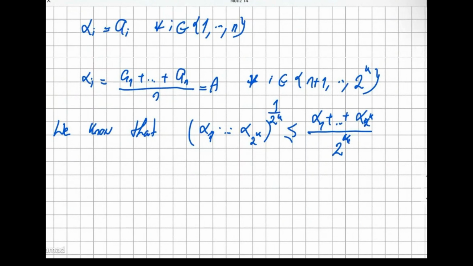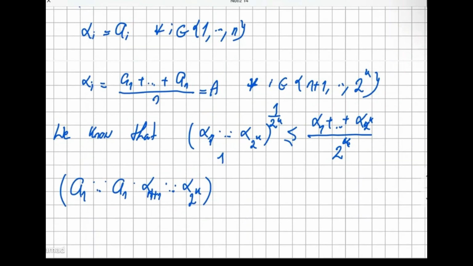So let's write these alpha i's out. We have a1 till an. Then we have all of these averages, so alpha n plus 1 up until alpha 2 to the power of k. All of this to the power of 1 divided by 2 to the power of k is smaller or equal to a1 summed up to an, and then alpha n plus 1 plus alpha 2 to the power of k, divided by 2 to the power of k.